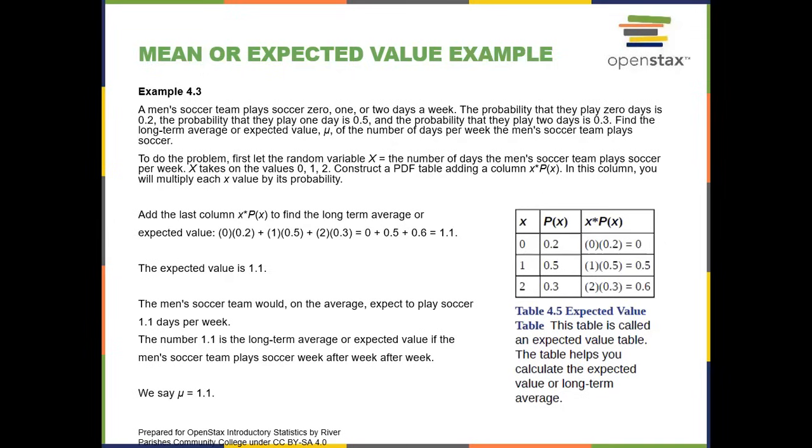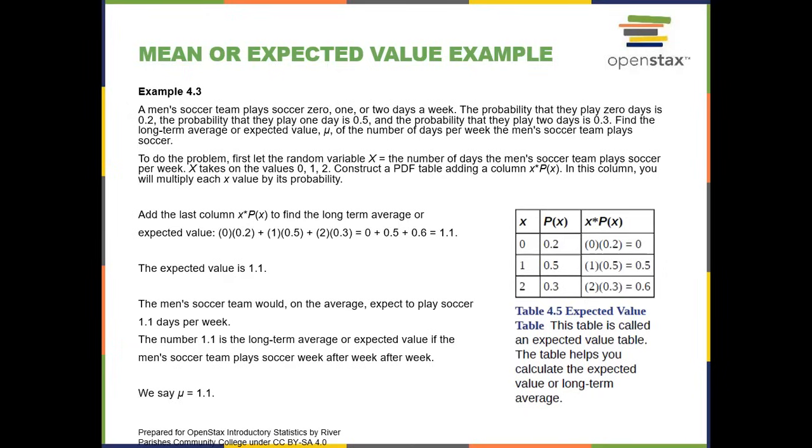So here is an example. A men's soccer team plays soccer 0, 1, or 2 days a week. The probability that they play 0 days is 0.2. The probability that they play 1 day is 0.5. And the probability that they play 2 days is 0.3.